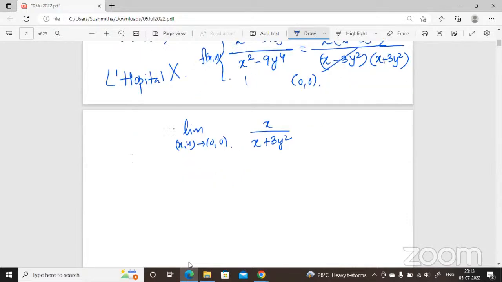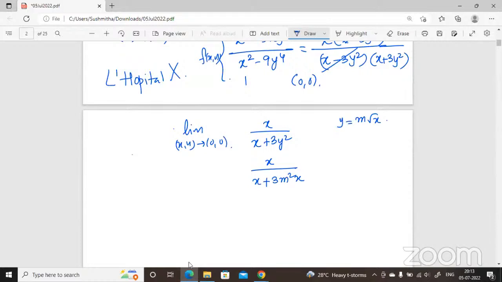So maybe we can try, we have y squared here. So put y is equal to m root x. So we'll have x by x plus... I suppose even putting 1, 0 and 0, 1 will solve the problem, is it not? Along the x-axis and along the y-axis. Yeah, along the x-axis, it's going to be 0. Along the y-axis, it's going to be 1.